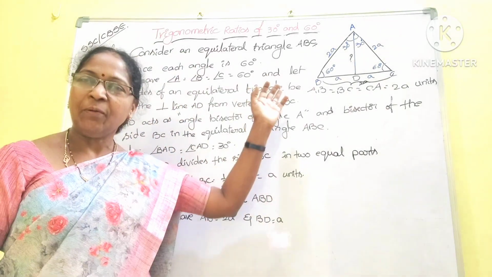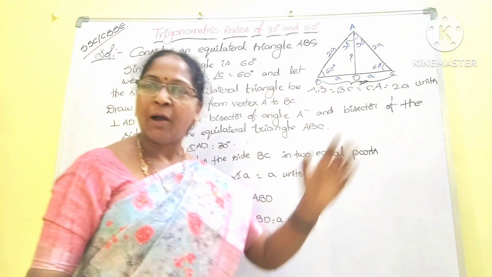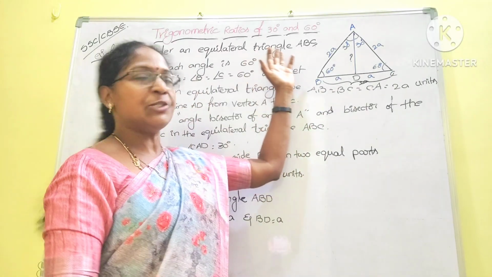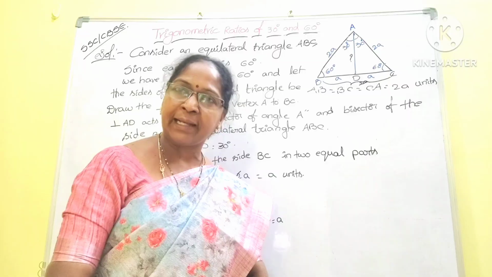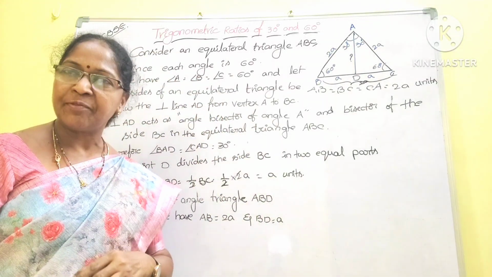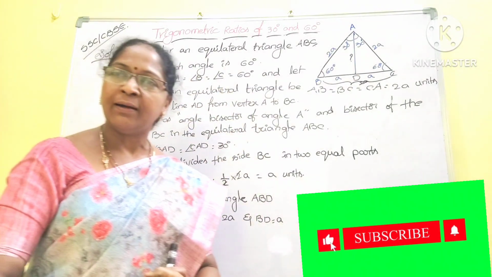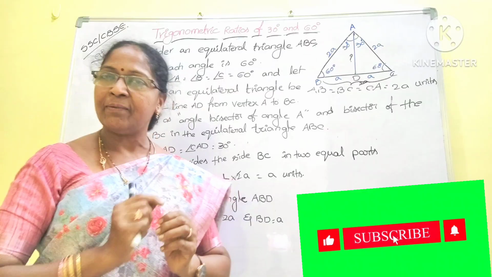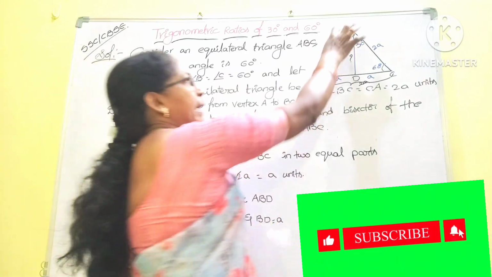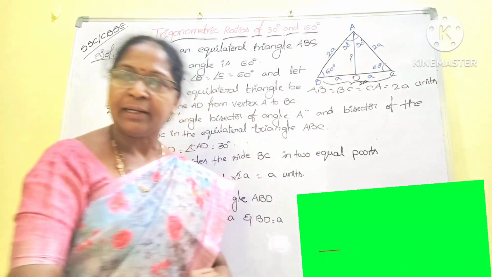Today in this video, I am going to explain how to find the trigonometric ratios of 30 degrees and 60 degrees angles. So how to find them? For finding these values, you have to consider an equilateral triangle. Here, ABC is an equilateral triangle.